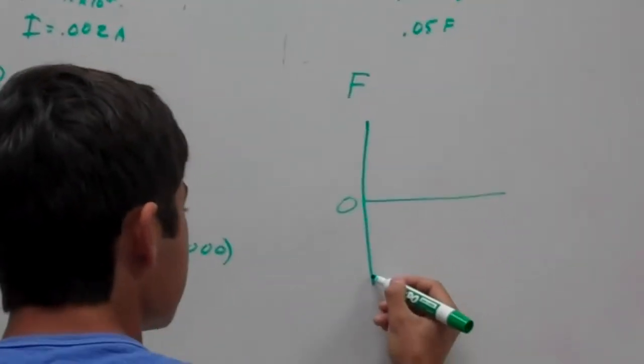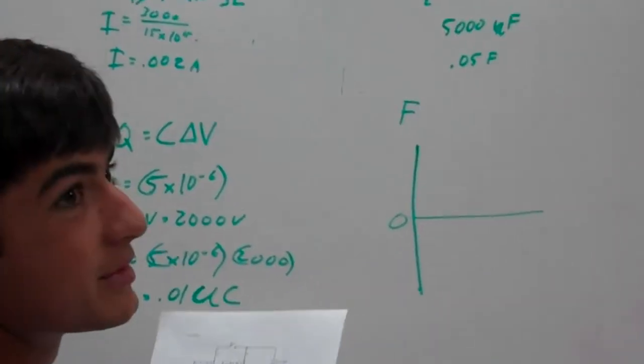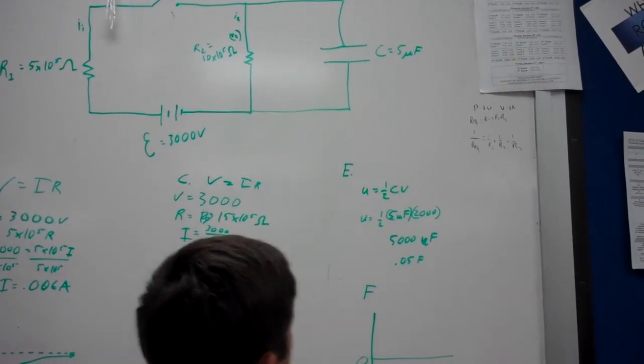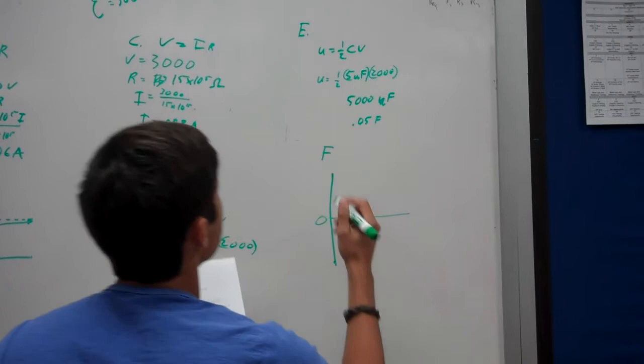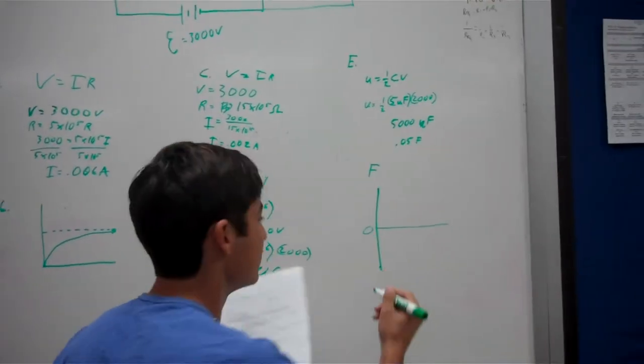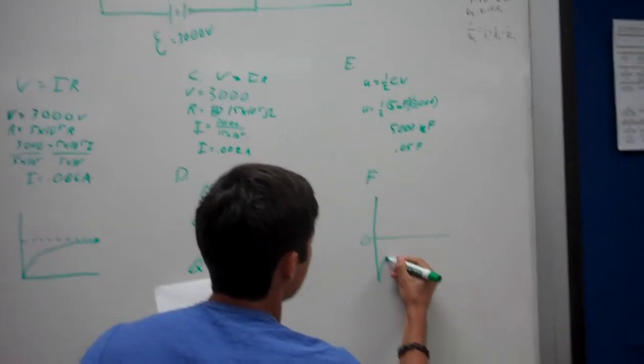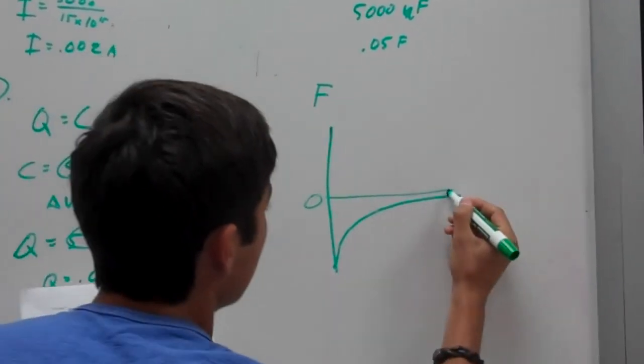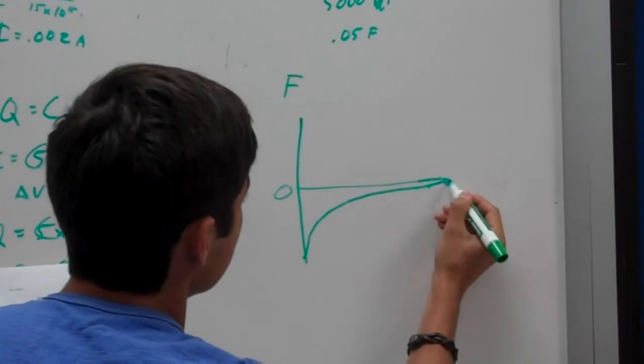The current, there's going to be an initial current because as soon as it's opened, it's still going to have voltage flowing from there. It's going to start down here, but it's going to get closer to 0 as the capacitor uses all its charge. It's going to get exponentially closer to 0, and will eventually get very, very close to 0. Basically 0.